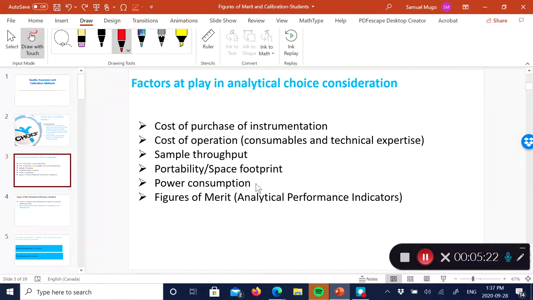But the focus for my lecture today is for us to look at the analytical performance indicators that you need to think about when you are trying to make a choice or comparing different analytical methods. And that's what I'm referring to as the figures of merit, or what you call the analytical performance indicators.